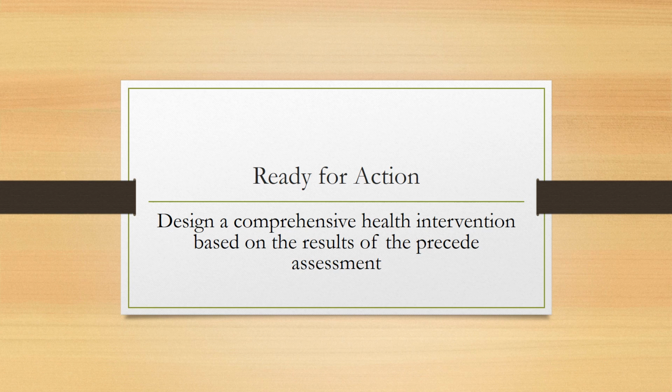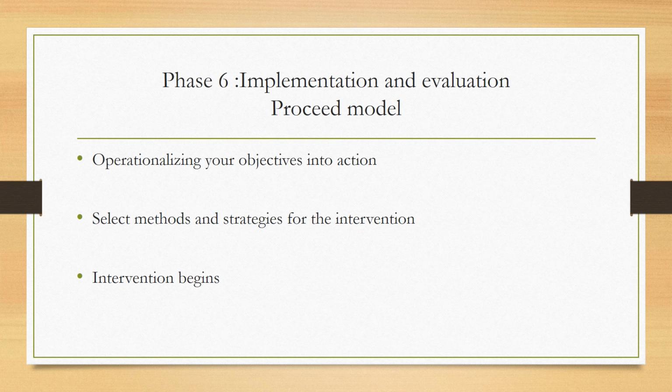At this level, one would ask yourself, are you actually ready to be able to design a comprehensive health intervention based on the results you've gathered from the PRECEDE level, which is the assessment level? And from there, you proceed to the implementation and the evaluation level, which includes 4 major branches. The first one is you put your objectives which you've developed from the PRECEDE level into action. In this level, you select methods and strategies for the intervention, and there the intervention begins.